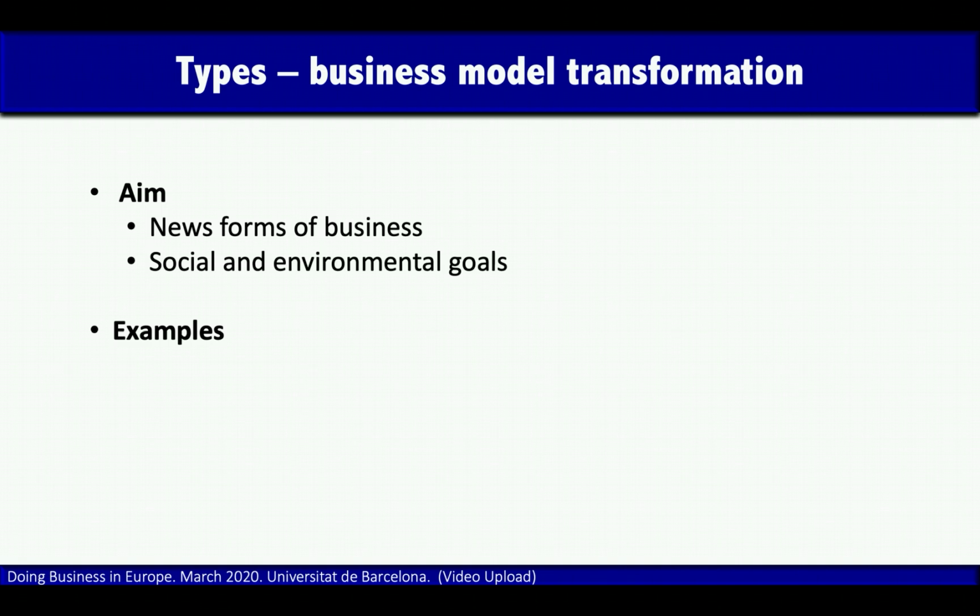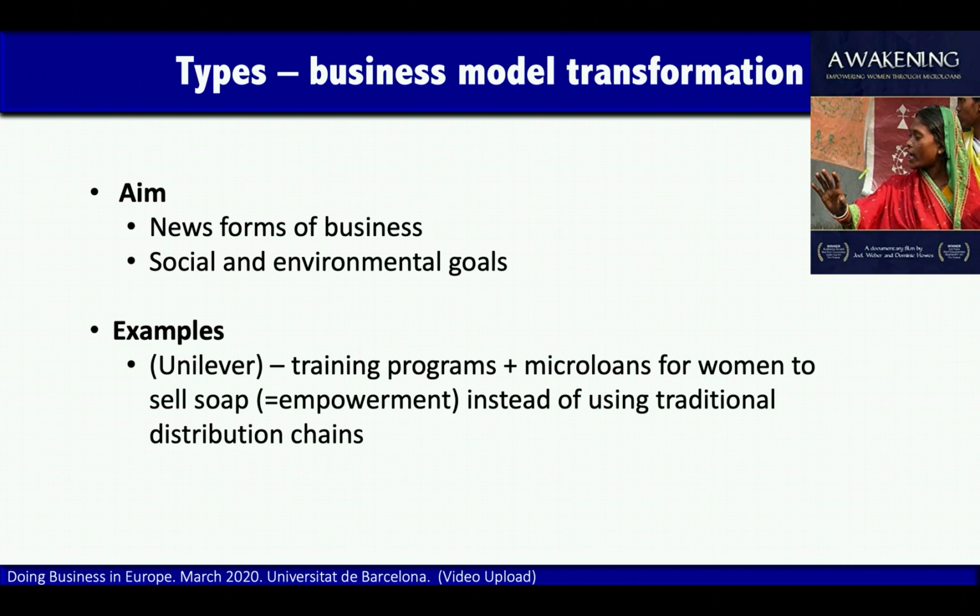right? So again, the aims are the usual ones, but in this case, the keywords maybe are new forms of business, right? So it's something very new. Again, it has to do with the firm's profit-making business, but in this case, it's a dramatic change in a way, right? So one example has been actually carried out by Unilever. So Unilever at some point, instead of using its traditional distribution chain for selling whatever goods it was selling, decided to actually engage in empowering women.